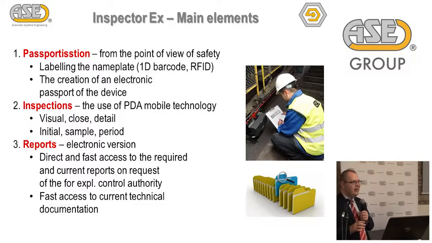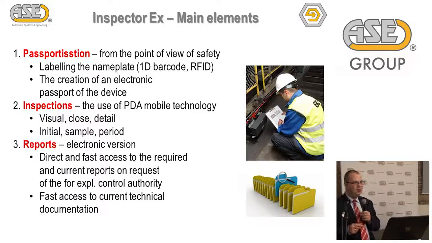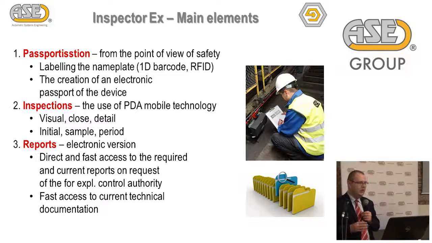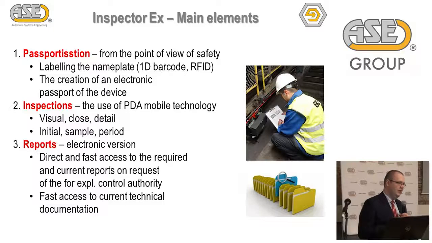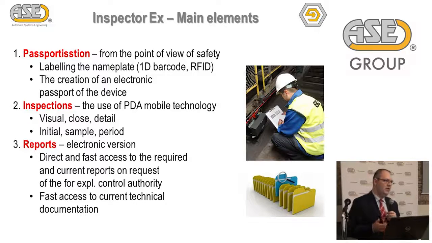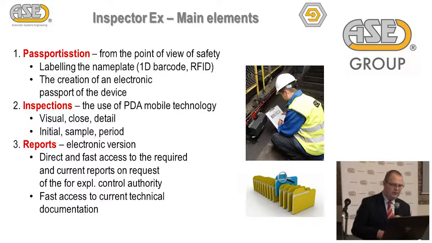The passportization: we look at the device from the point of view of safety, not functional, but the explosion protected solution. We make the labeling of the nameplate. We have two options: one is the barcode, and the second one is RFID. Creation of the electronic passport of the device from the point of view of safety. We need a lot of information like the EX mark for this device, localization, what kind of EX zone, and the rest of the information, which I will give you on the next slides.